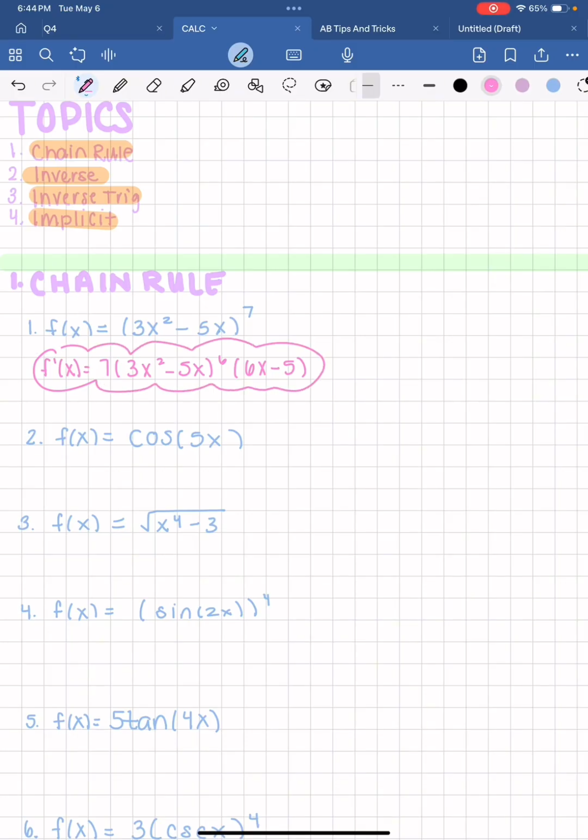Okay, next one, chain rule with trig. And I'm going to write down what I always say. I always say bring down power, keep the inside, subtract 1 from the power, multiply by the derivative of the inside.